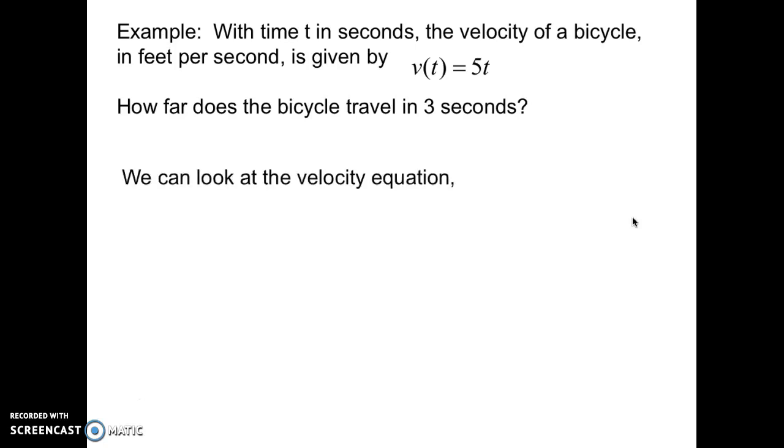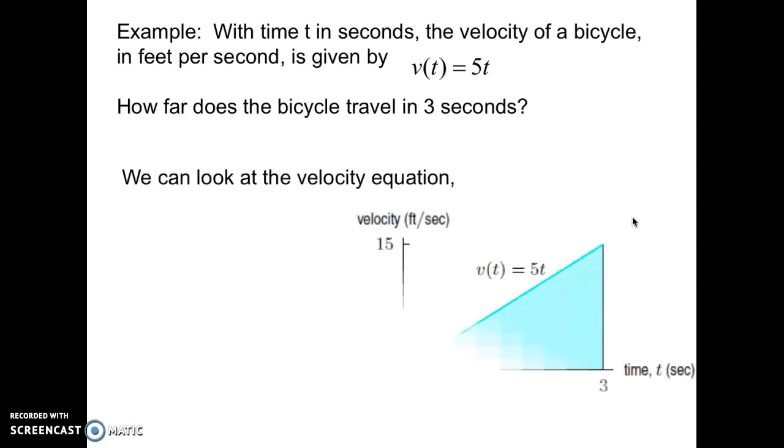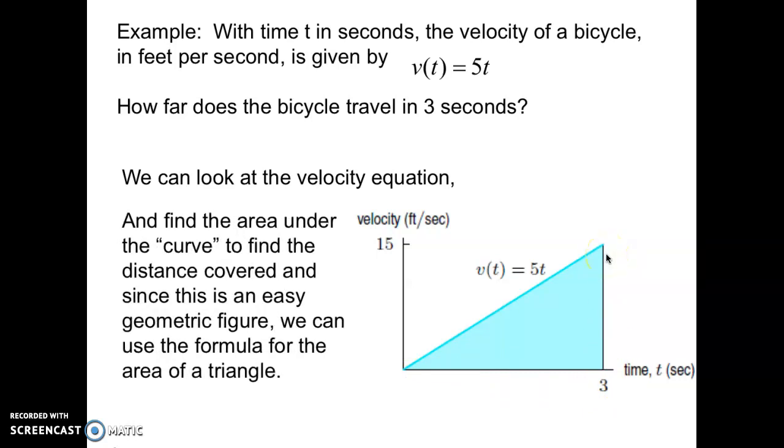Let's look at the velocity function. The velocity function, v of t, is a linear function, v equals 5t. It looks something like this. And the actual area underneath this curve can be found by the equation of a triangle, because we have a triangular region. The base of this triangle is 3. The height of this triangle is equal to 15.